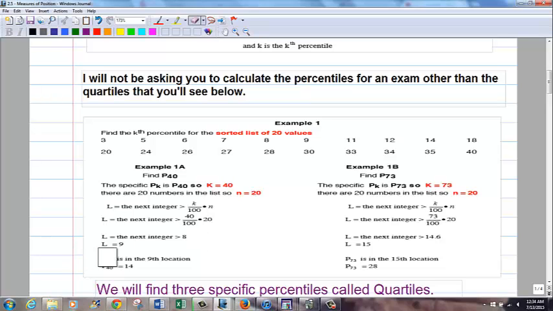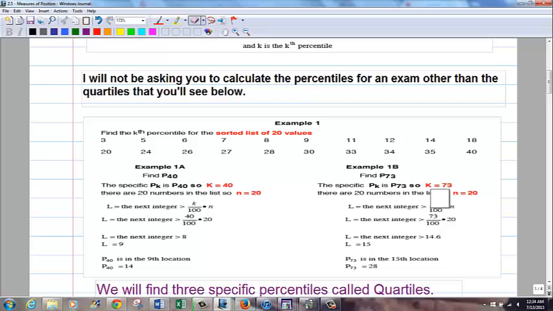So L is 9, that means your percentile is the 9th location of this data set, which is very important that this is sorted. So you go to the 9th number: 3, 5, 6, 8, 9, that's a 6, here's the 7th, here's the 8, here's the 9th right there above my box. It's the 14. The 14 is the 9th number in the list.